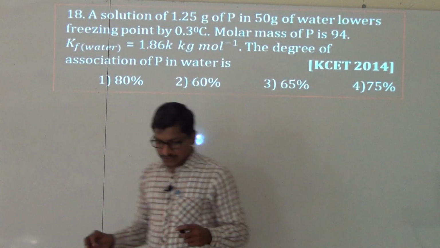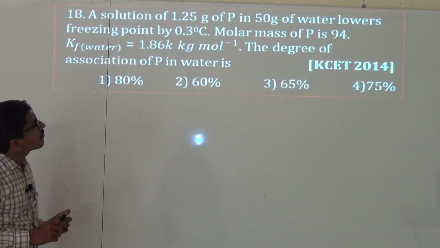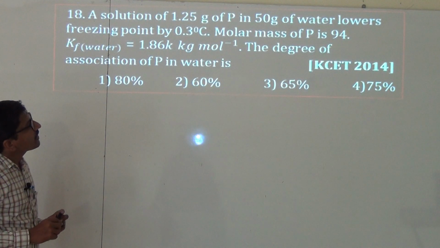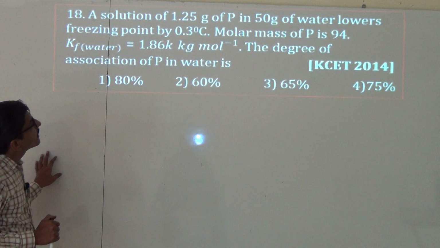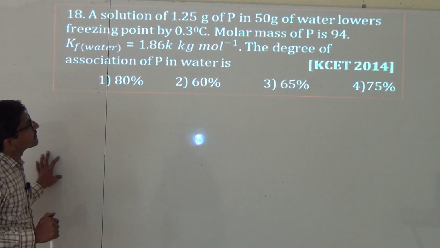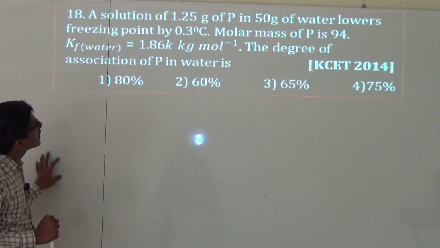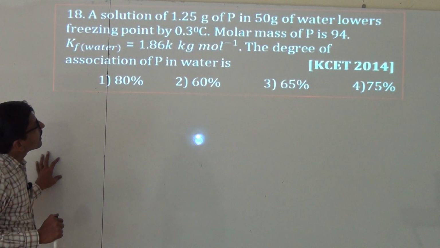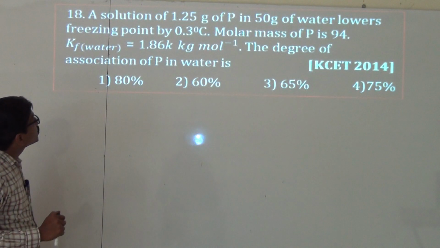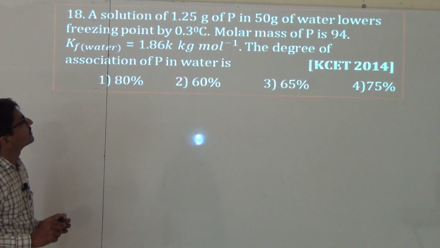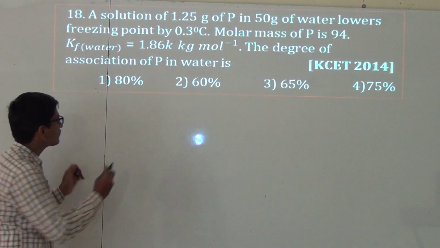Next question: a solution of 1.25 gram of P in 50 gram of water lowers the freezing point by 0.3 degrees Celsius. Molar mass of P is 94. Kf for water is 1.86 Kelvin kg per mole. The degree of association of P is, from this, first we have to calculate the value of I.